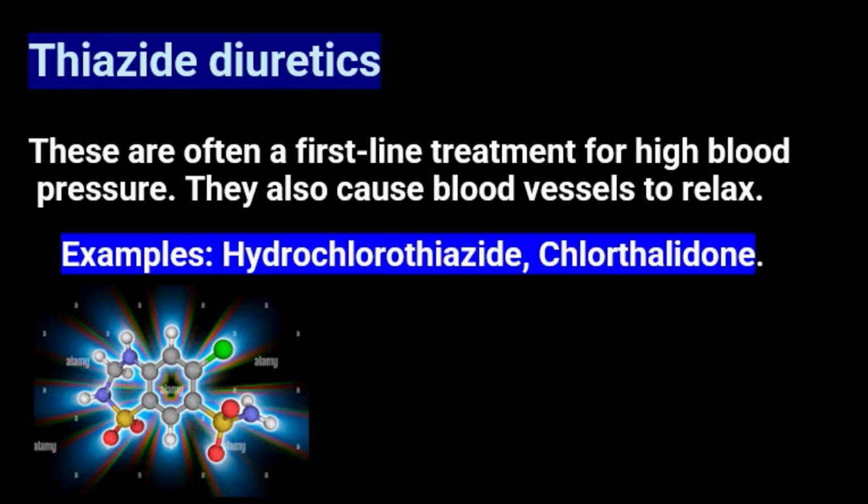The first one is thiazide diuretics. These are often first-line treatment for high blood pressure. They also cause blood vessels to relax. Examples are hydrochlorothiazide and chlorthalidone. Please remember these examples for your exams, because most of the time this kind of questions can be asked from the examples of various categories of antihypertensive medicines.